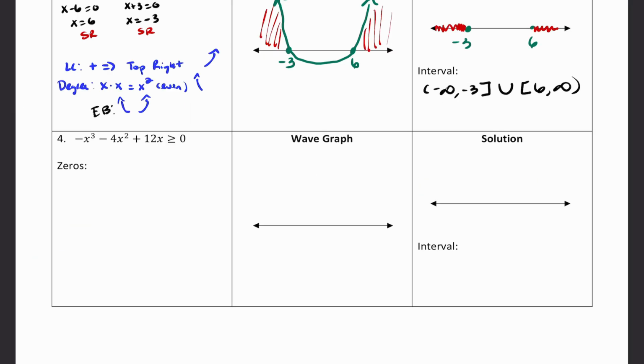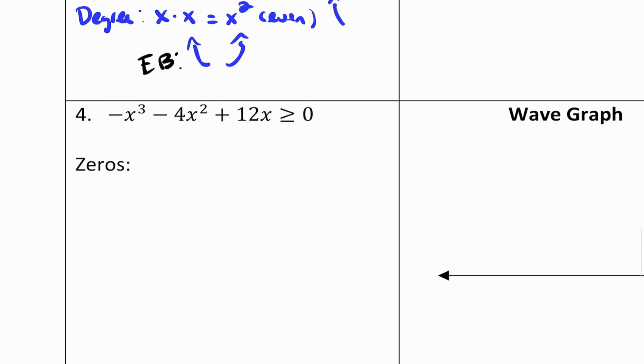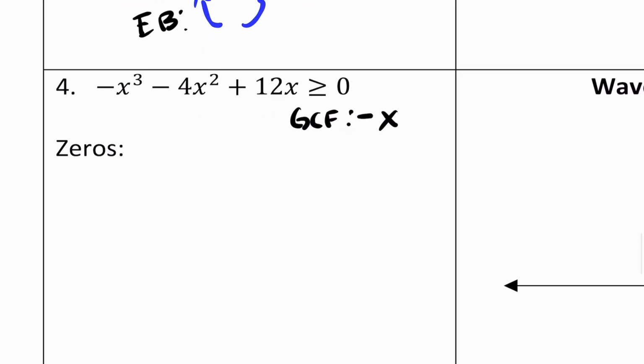All right? Number 4, we have -x cubed minus 4x squared plus 12x, which is greater than or equal to 0. So for this problem, we need to be careful because there's actually a GCF between these three terms. So the GCF is -x, okay? So first thing, if you see a negative right in front, you need to make sure that you factor that out, okay? So let's go ahead and rewrite this as -x times x squared plus 4x minus 12, which is greater than or equal to 0.